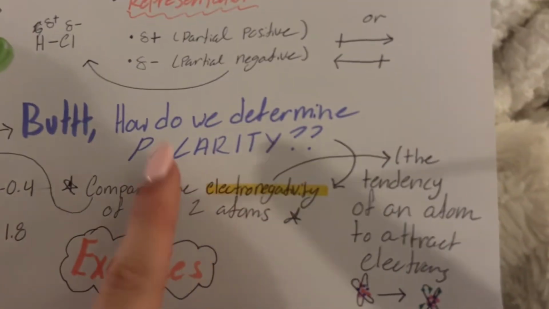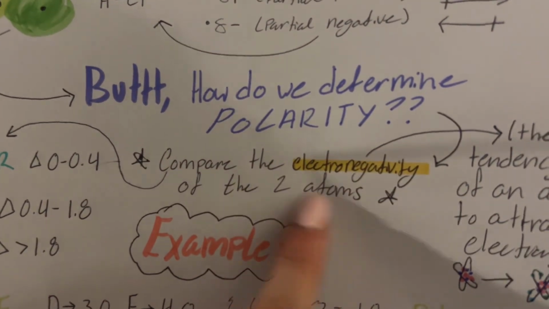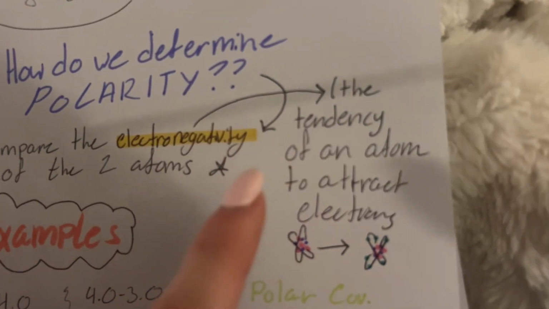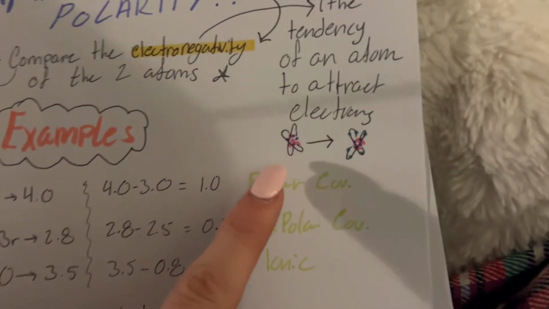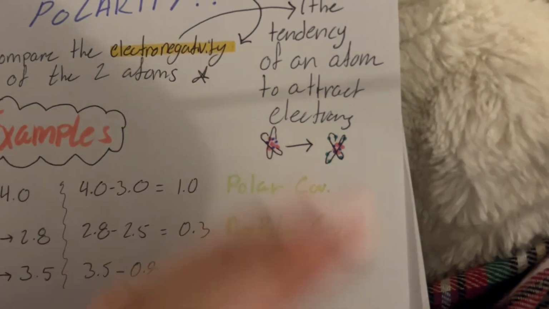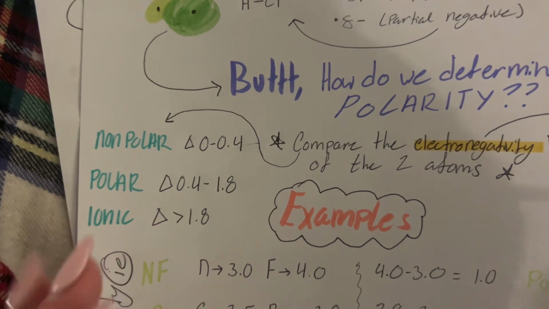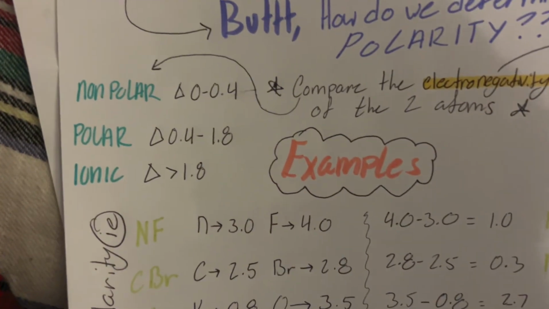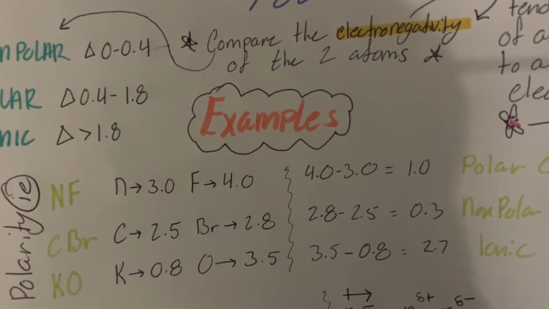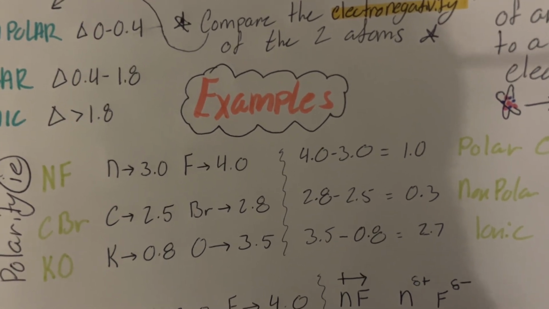Awesome. But how do we determine polarity? By comparing the electronegativity of the two atoms, which is what we just discussed. Electronegativity is the tendency of an atom to attract electrons, going from no electrons to stealing electrons, or bonding or sharing electrons. And this is kind of the key, and correct me if I'm wrong, but you need to have this memorized, because he's not going to give it to you on the exam or on the sheet, which he doesn't. So make sure you have this memorized.